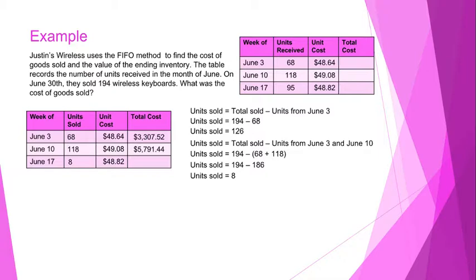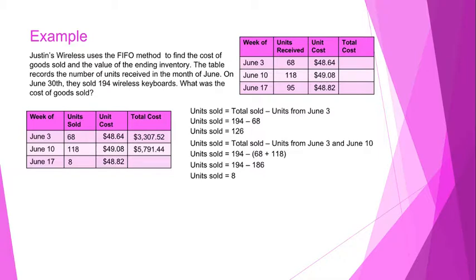So now we finally can figure out our cost of goods sold. We're just going to add up that right column of our total cost values, and we get that our cost of goods is $9,489.52. So that is what our cost of goods is for the wireless keyboards for Justin's Wireless.